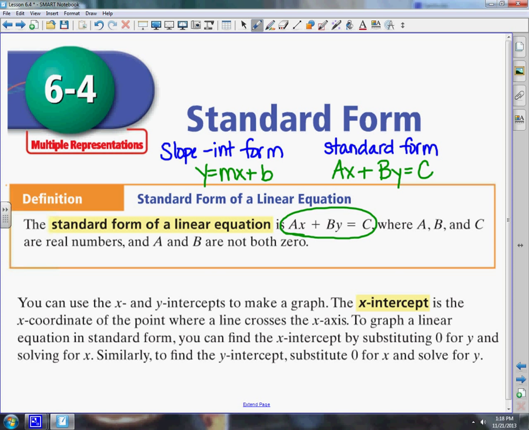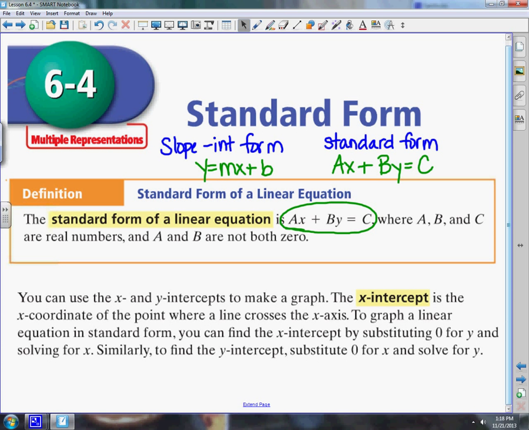Completely different, however, they both represent linear equations. So they're both ways of writing the same equation. So it's two ways to write one equation, and I'll show you that when we get into this. You can use the x and y intercepts to make a graph.